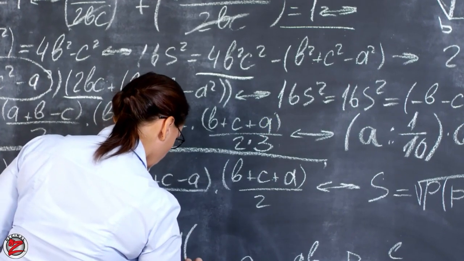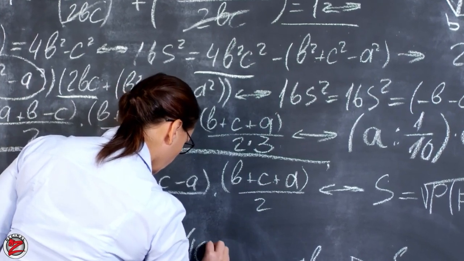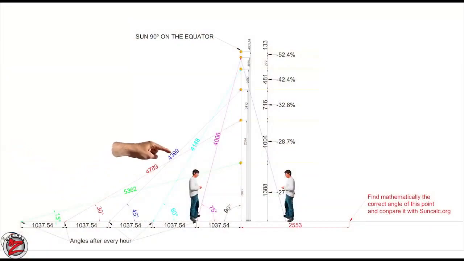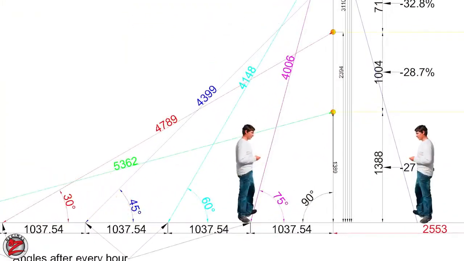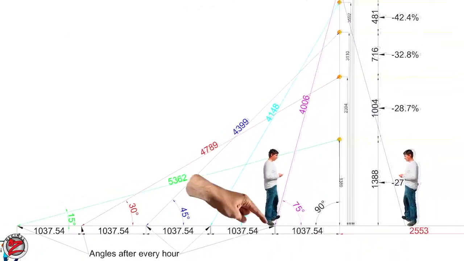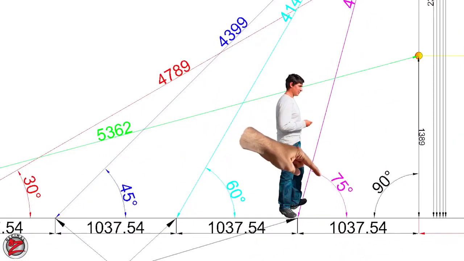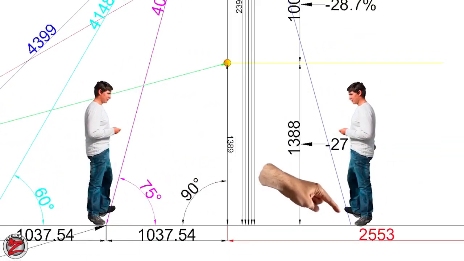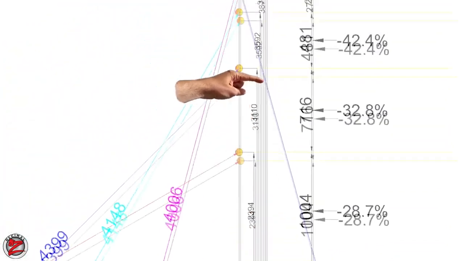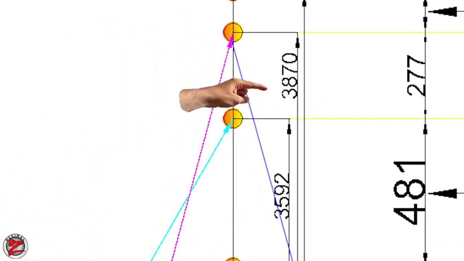But here is the problem that made people of that time doubt that the earth is flat. Look at this diagram. This is the earth, this is the sun, and these are the angles of the sun during the 12 hours of the day. If you are here at 75 degrees and a friend of yours is here, but on the other side at 75 degrees, the altitude of the sun will be 3870 miles.